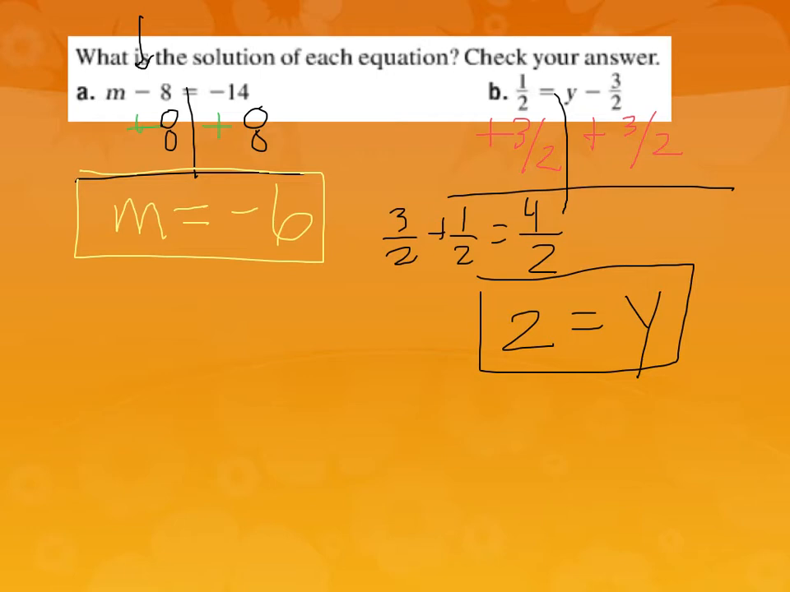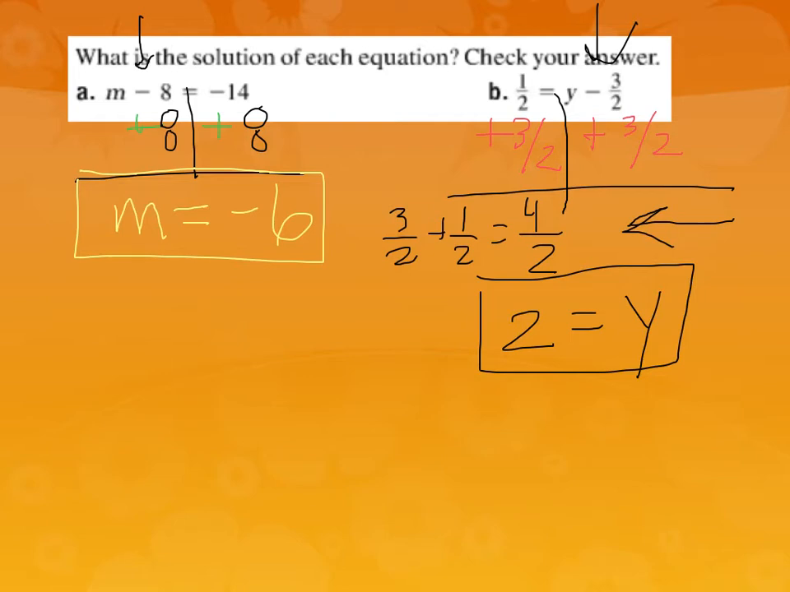For the other side, I have subtraction, so I have to add again. So this time I'm adding 3/2, and I showed how to add fractions just in case you forgot. You have to show work. You cannot just do this on your calculator. You have to show work. I get 4/2, which is also equal to 2.